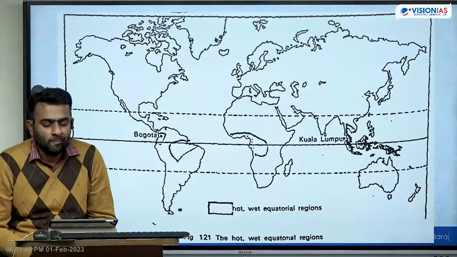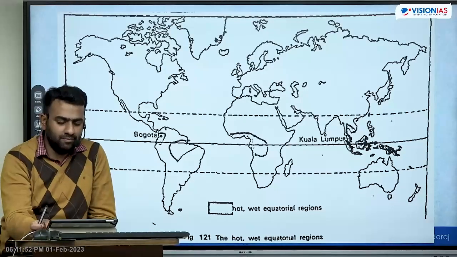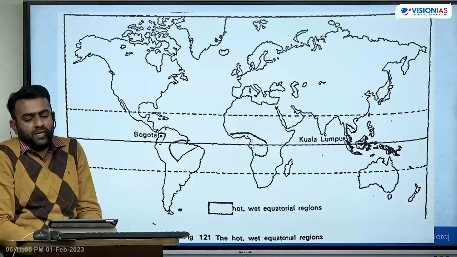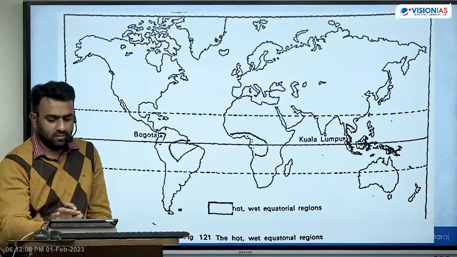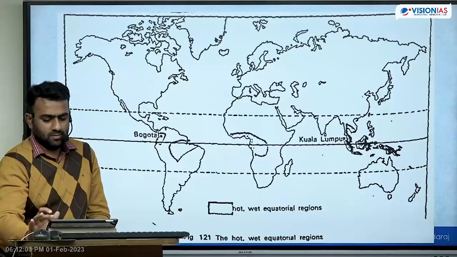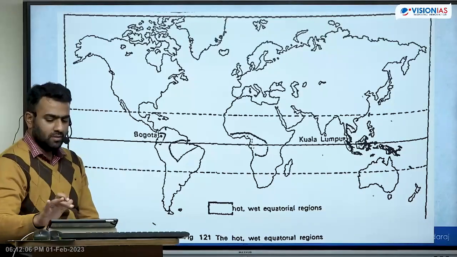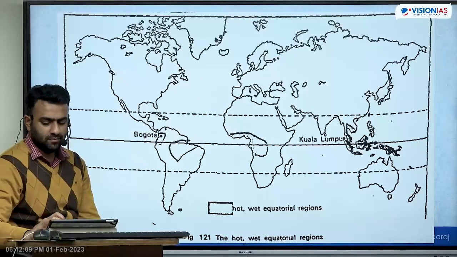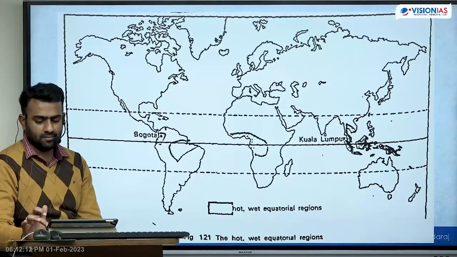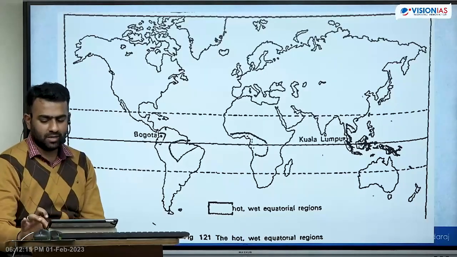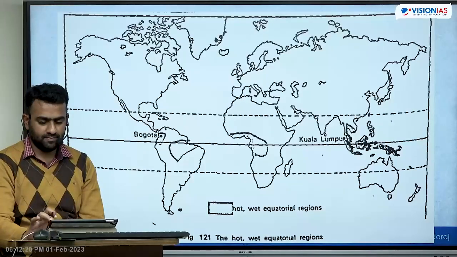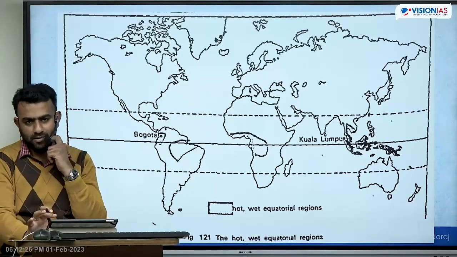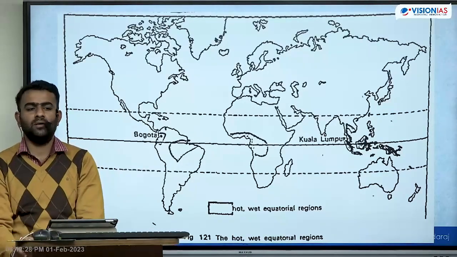Next point. Relative humidity is very high. There are no marked differences between the seasons. मतलब ज़्यादा कुछ सीजन का डिफरेंस होगा ही नहीं, हमेशा हॉट एंड वेट ही रहेगा.